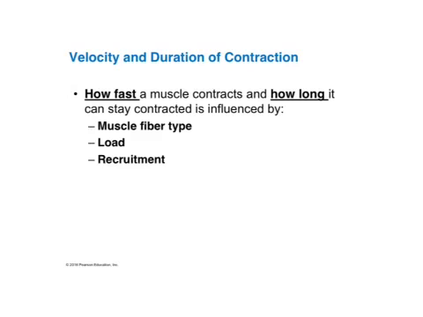For the velocity and duration of the contraction, velocity is speed, how fast the contraction happens, and the duration is how long the contraction happens, or how long we stay in a contracted state. There's three things that can affect velocity and duration: muscle fiber type, load, which is the size of the object, and then also the recruitment, which is the number of muscle fibers.